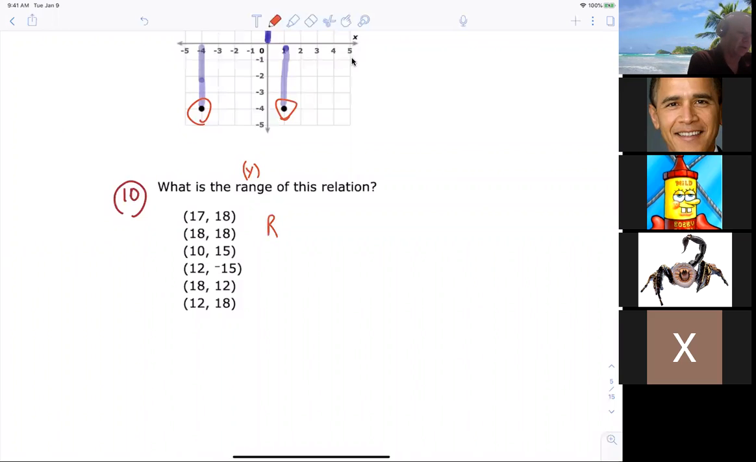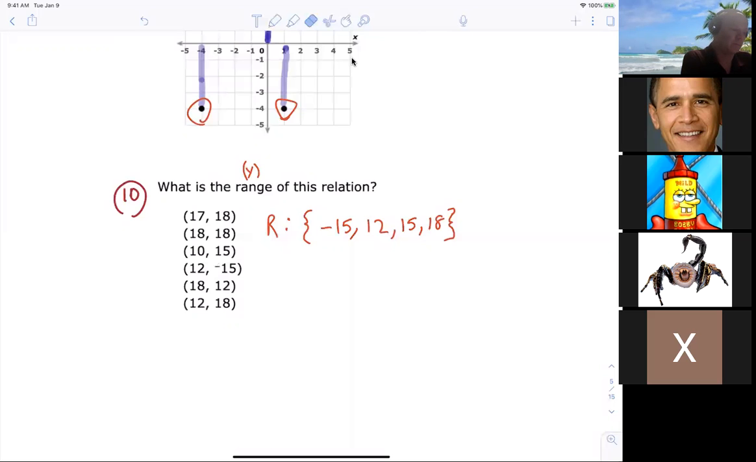So my range, now you don't list things twice, all right? I also start from small to large. Now it doesn't have to be small to large, but just traditionally that's the way you do it. So -15 is the smallest, then 12, then 15, then 18. Notice how I don't repeat the numbers, all right? You do not repeat the numbers. All right? Anybody have any questions? Again, very simple definitions. Okay?